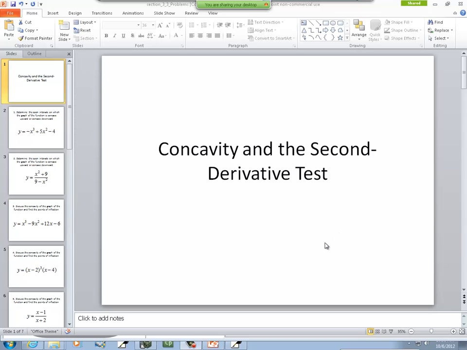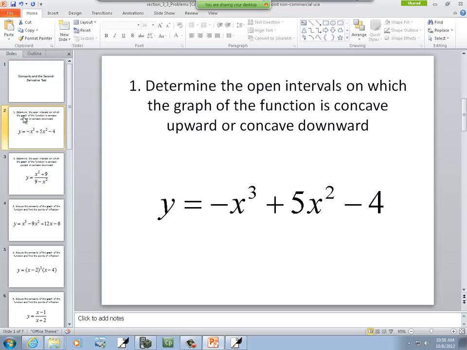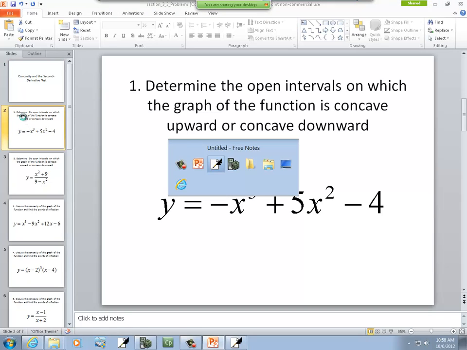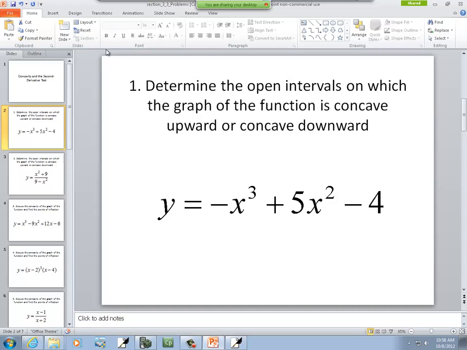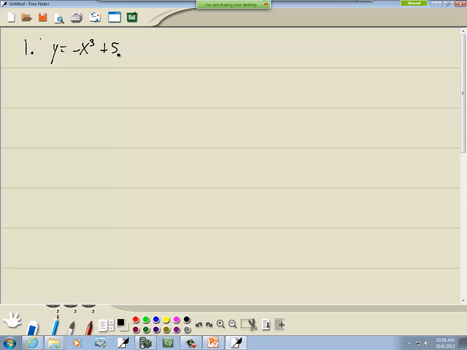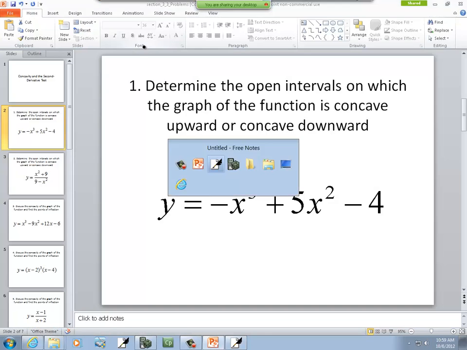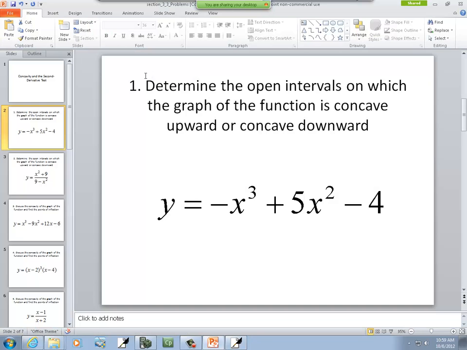Let's take a look at concavity and the second derivative test. So let's look at our first problem. We've got y is equal to negative x to the third plus 5x squared minus 4. And the instructions say determine the open intervals in which the graph of the function is concave upward or concave downward.